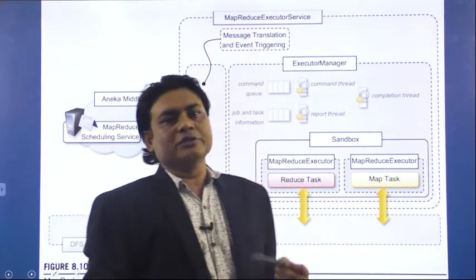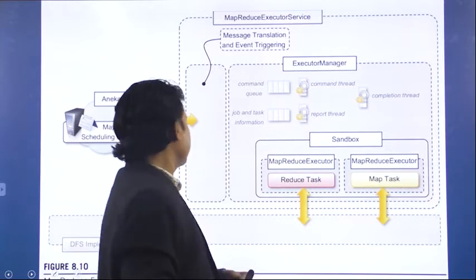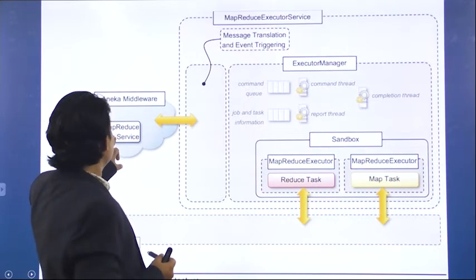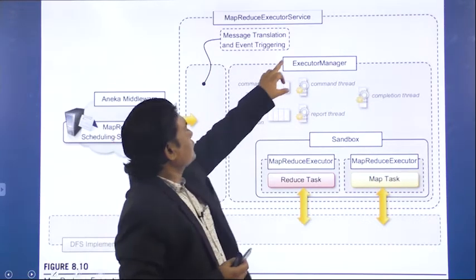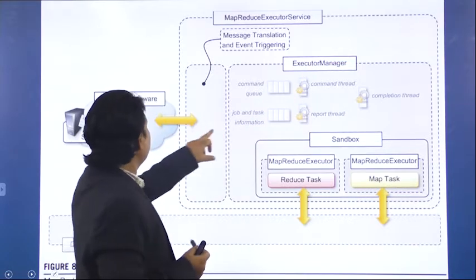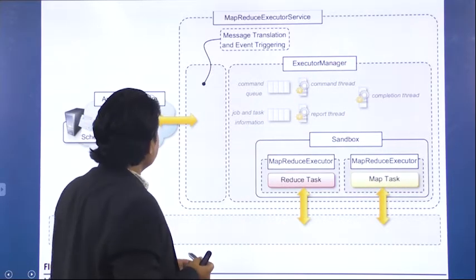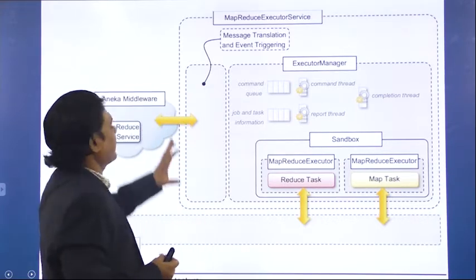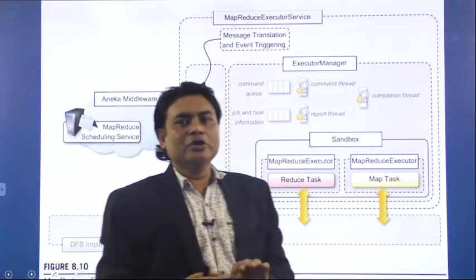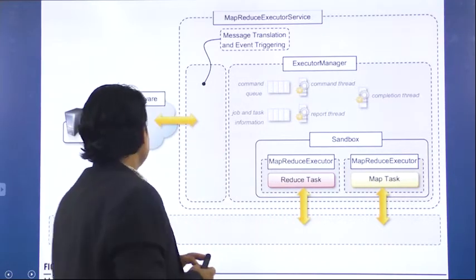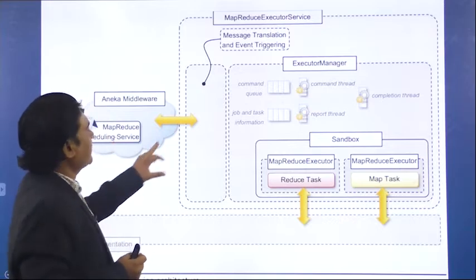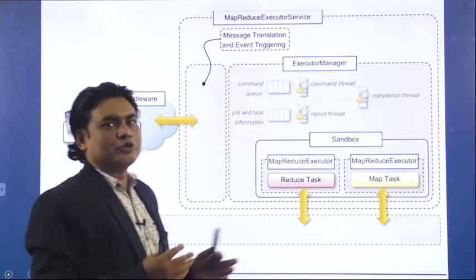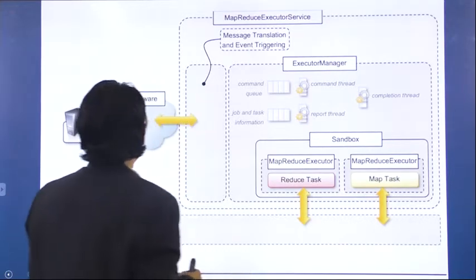So coming to the execution services, you see here, the MapReduce scheduling services are very important. So there should be an interface between the MapReduce scheduling services and the execution services. How are we going to make the interface between the MapReduce scheduling services and the MapReduce execution services? It's only through the Aneka middleware. Aneka acts as a middleware in between the MapReduce scheduling services and the MapReduce execution services to provide a proper interface. And to provide a proper interface between these two types of services, we are using the Aneka middleware.